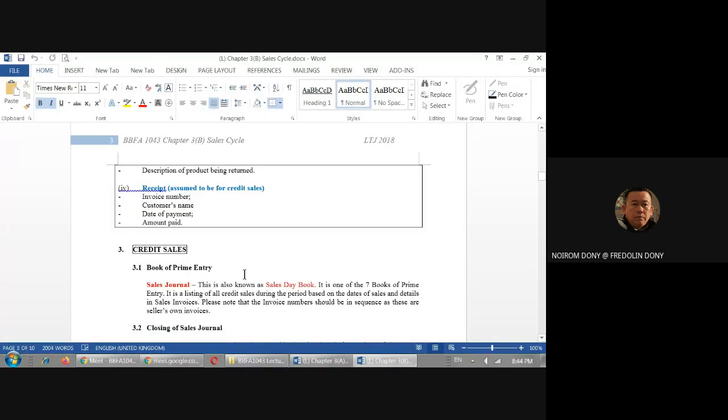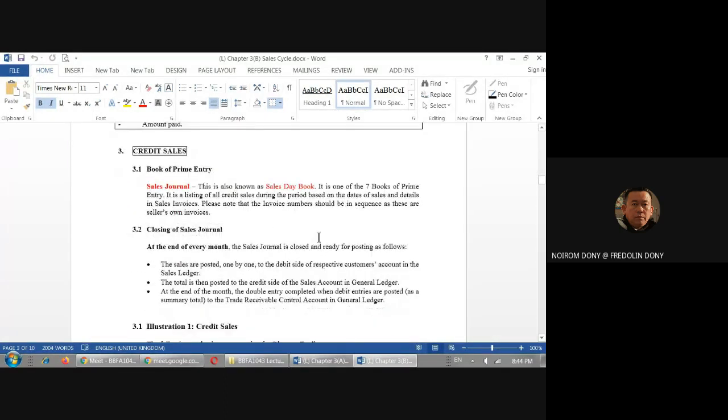Now, credit sales. The book of prime entry for credit sales is the sales journal. The sales journal is also known as the sales day book, one of the 7 books of prime entry. Meaning every transaction must have one prime entry. There are 7 altogether.